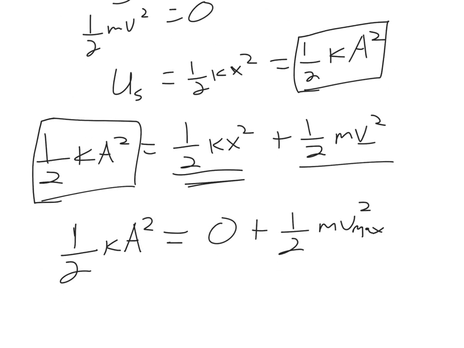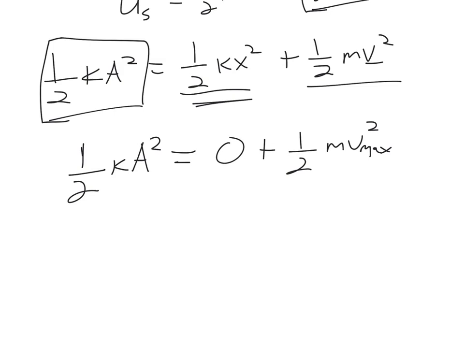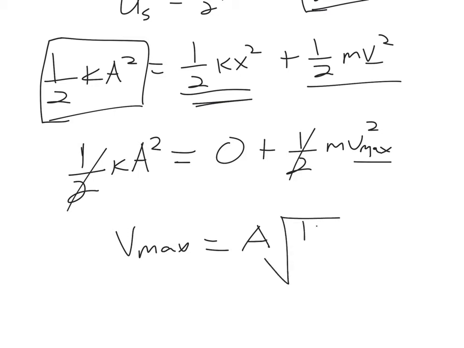Okay. And if we solve that, let's say we want an equation for that maximum velocity, well, the 1/2 is going to cancel. And if I divide by m and take the square root, I should get that Vmax is equal to A, because the A squared gets square rooted, times the square root of k over m. All right, so there's a Vmax equation for you.